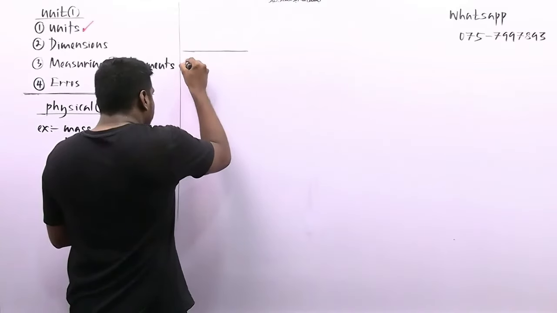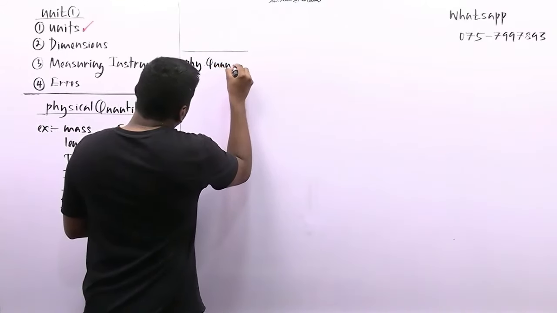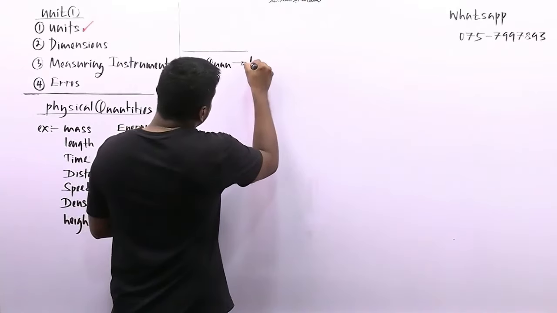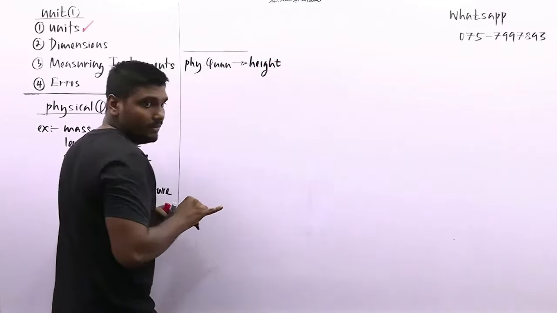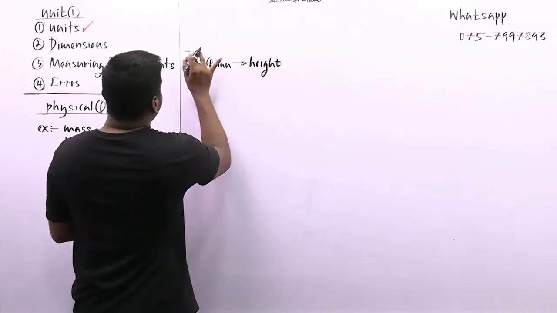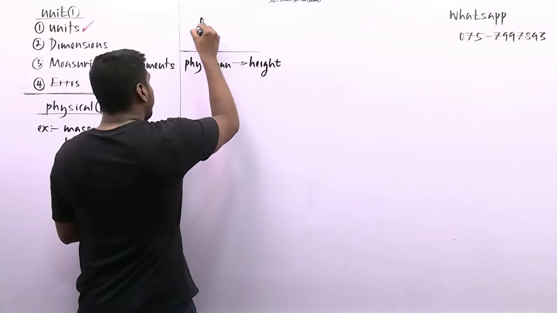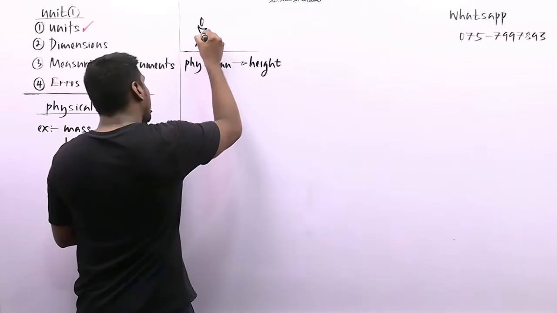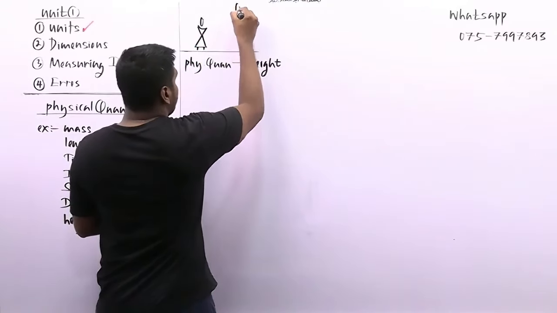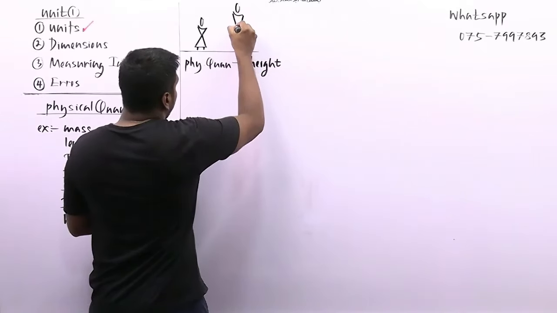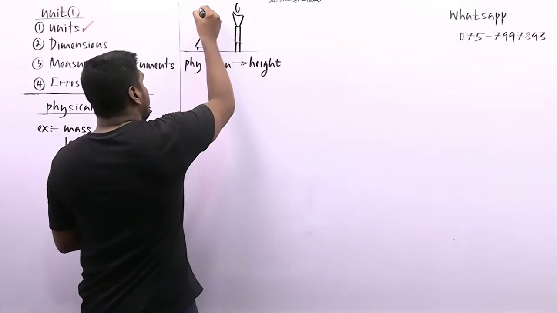The physical quantity you selected to analyze is the height of the person. There are two people. This is person A, and this is person B. Person A, person B.